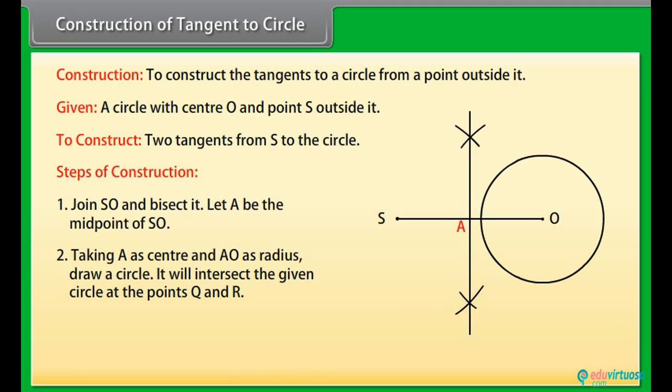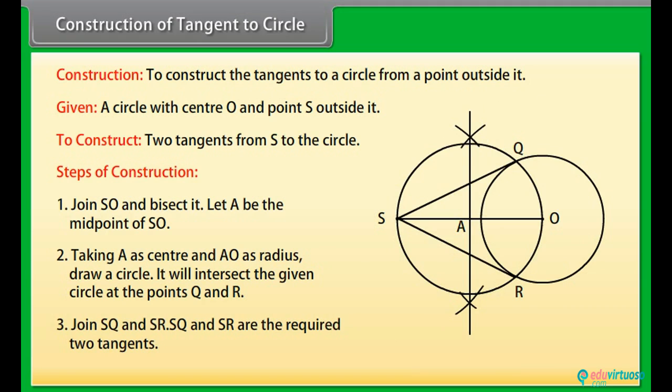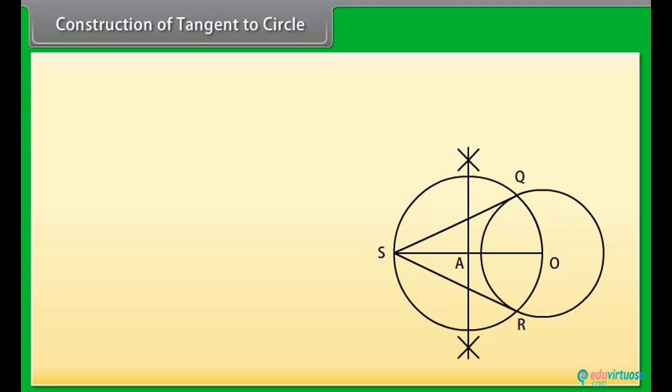Taking A as center and AO as radius, draw a circle. It will intersect the given circle at the points Q and R. Join SQ and SR. SQ and SR are the required two tangents. Let us now check how this construction provides us the required tangents.